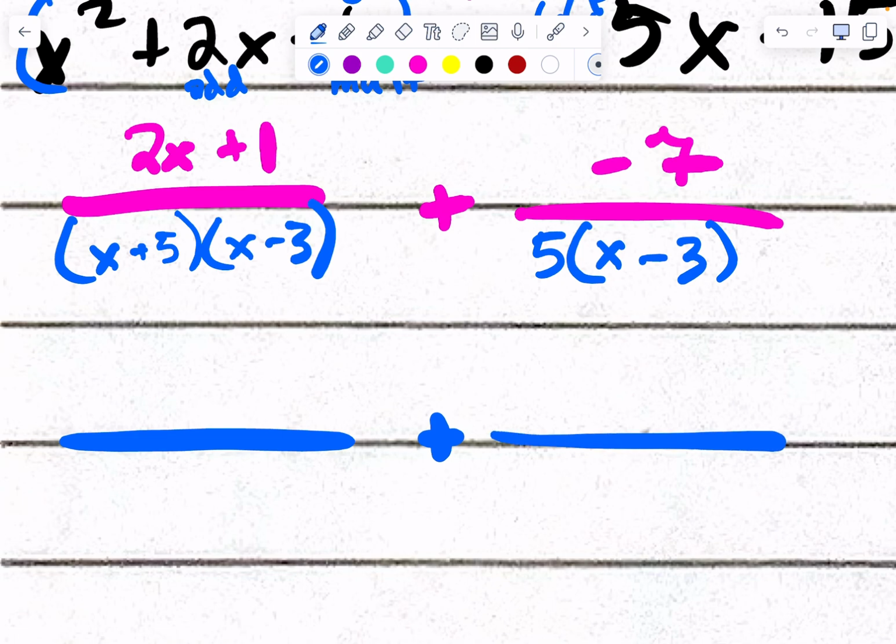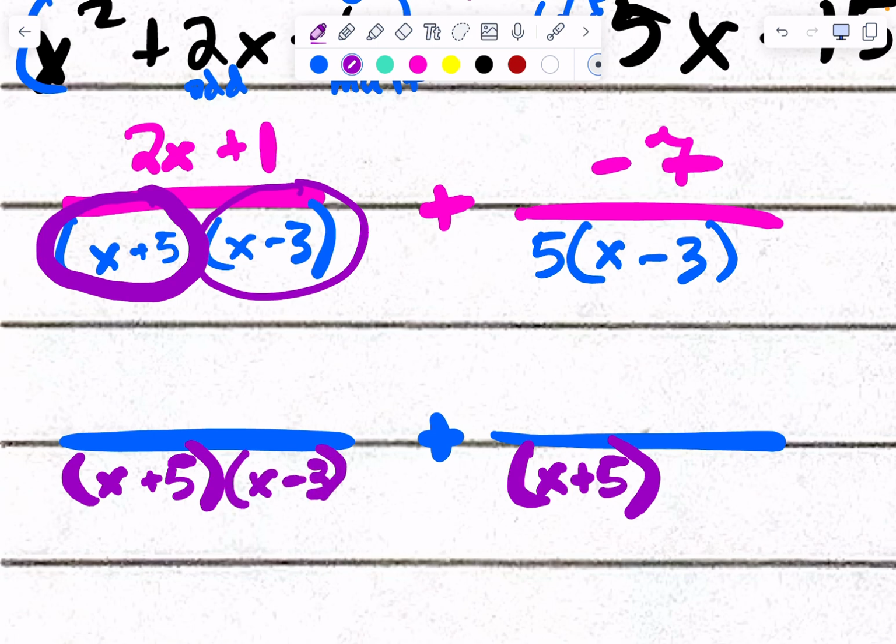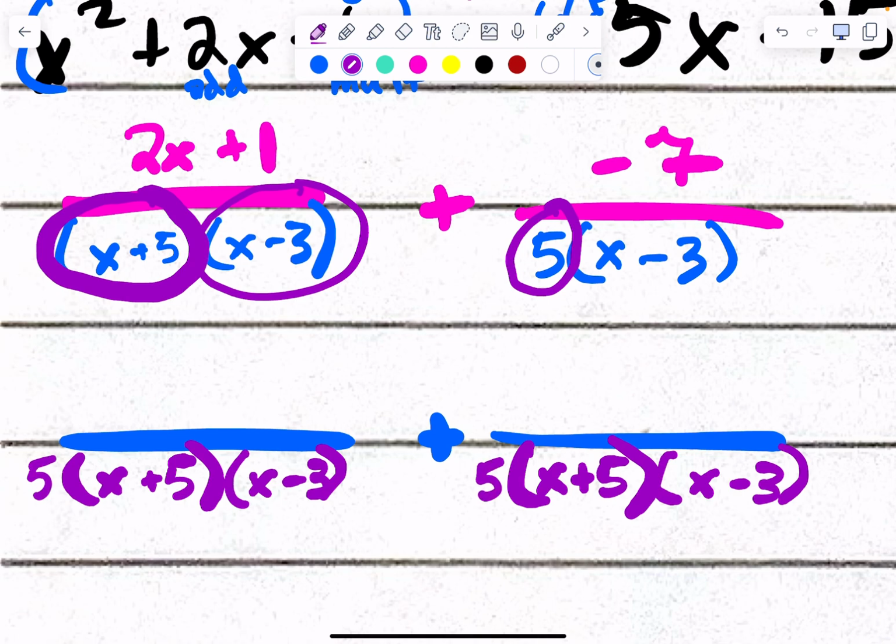I go through list by list. I look at this x plus 5. I need to have it in this bottom and in this bottom, so I know x plus 5 has to be in my common denominator. Then I go to the x minus 3, and it needs to go in my common denominator as well, so I'm going to include it. Then I need to include a 5, so I'm going to put a 5 out front. It needs to be included as well.